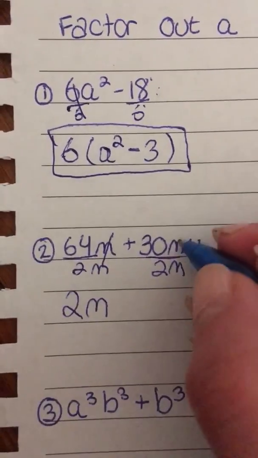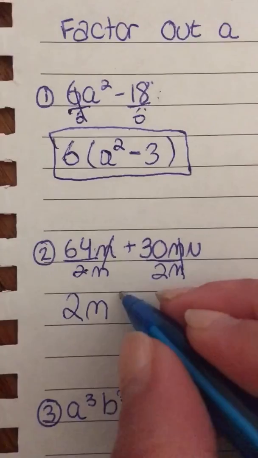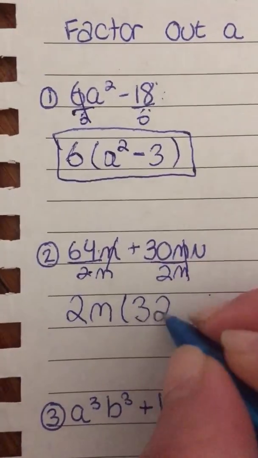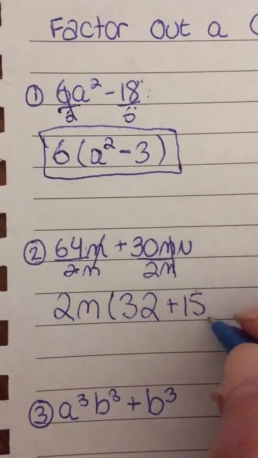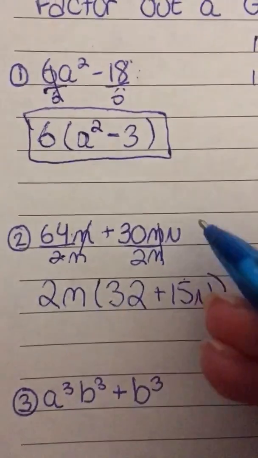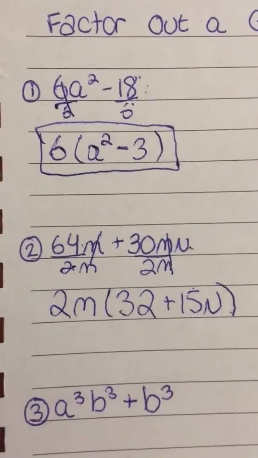So the m's here will just cancel. 64 over 2 leaves you with 32. And 30 over 2 is positive 15. But this one also still has an n with it because we couldn't take out an n. It's not in both terms.